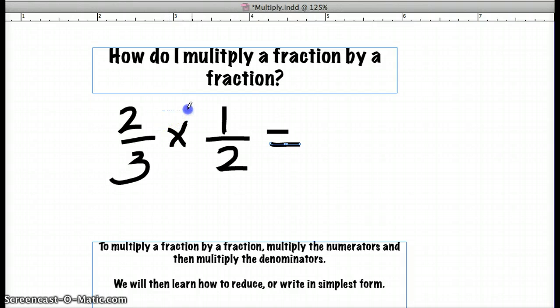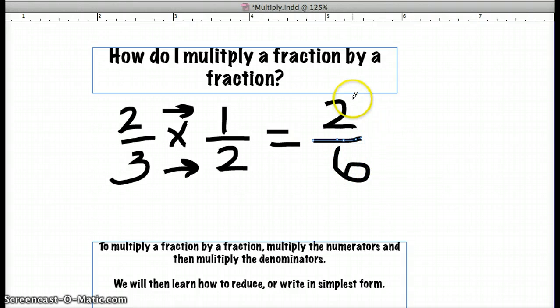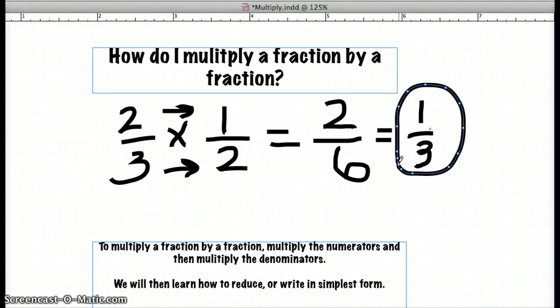All I need to do is multiply 2 times 1 and 3 times 2. My product then would be 2/6. We'll get into reducing a little later, but what I do know is that 2 is a factor of 6, so I know that this fraction is not yet reduced. I would then divide the top and the bottom by 2 to get an answer of 1/3. So 2/3 times 1/2 is 1/3.